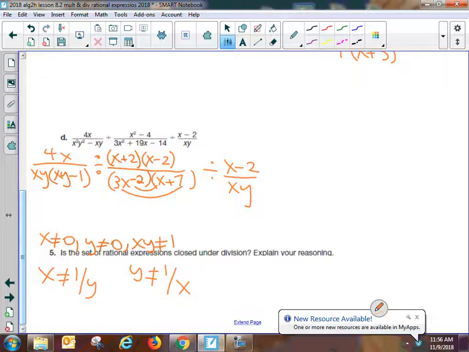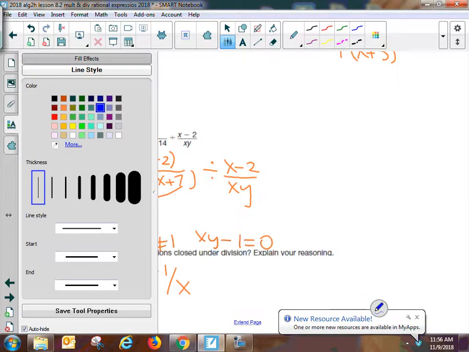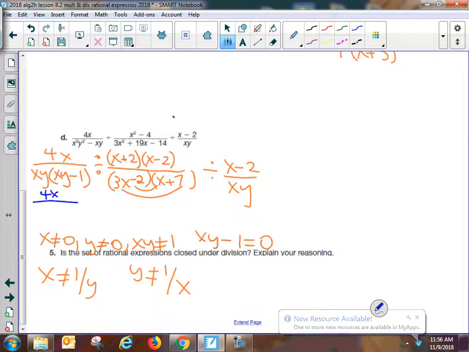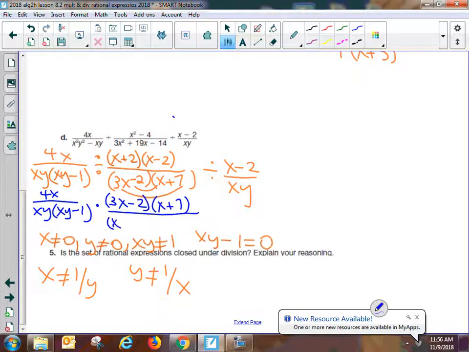I took xy minus 1 equal to 0. Okay, next. What do I have to do with all this? Flip it. Okay, so let's do some flipping. Let's change colors so it's obvious what's what. So we have a 4x over xy times quantity xy minus 1, times 3x minus 2, x plus 7, over your quantity x plus 2, x minus 2. Flip again because there's another division sign.